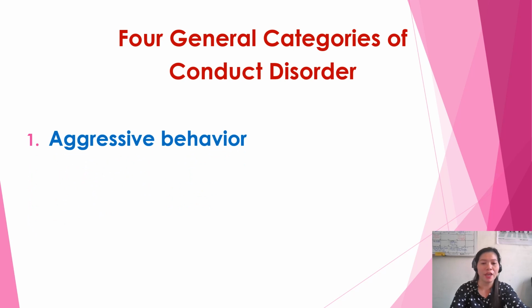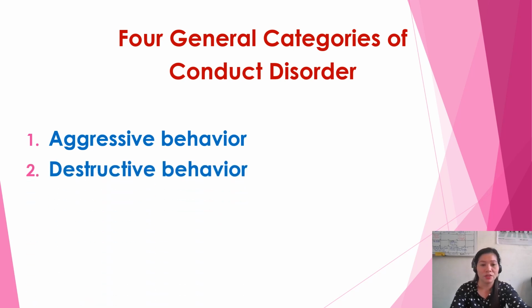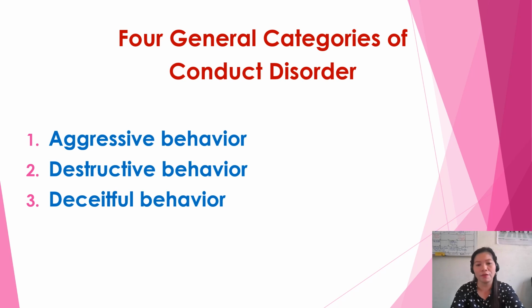First, aggressive behavior. These are behaviors that threaten or cause physical harm and may include fighting, bullying, being cruel to other animals, or using weapons and forcing another into sexual activity. Second is destructive behavior. This involves intentional destruction of property such as arson or deliberate fire setting and vandalism or harming another person's property.